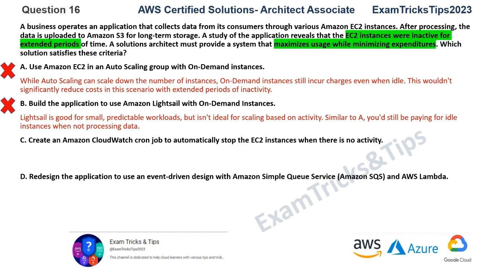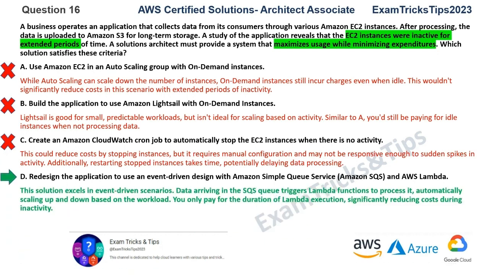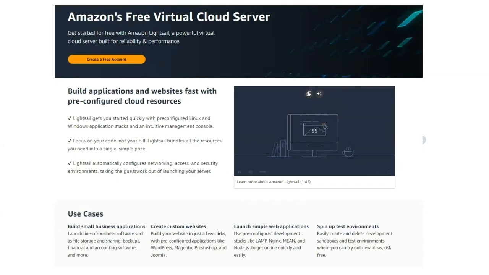So option D is the correct answer for this solution, which is to redesign the application to use an event-driven design with Amazon Simple Queue Service and AWS Lambda. So that's our answer. We've gone over it in detail. Let's go over some AWS documentation for this particular question.